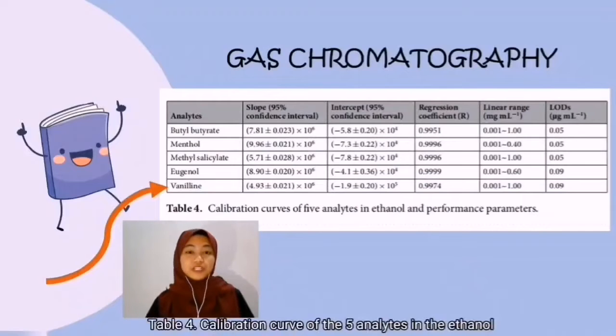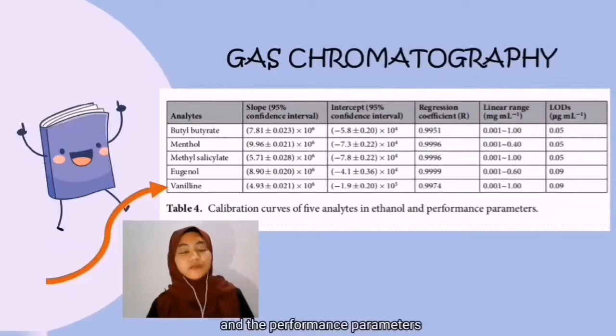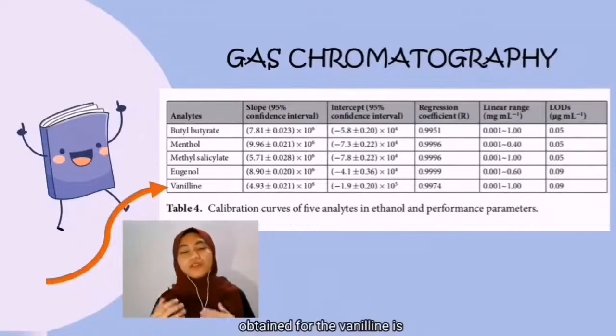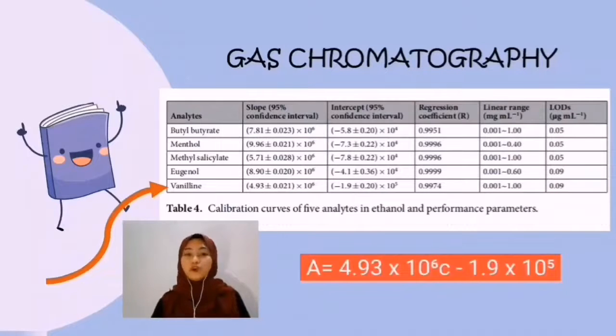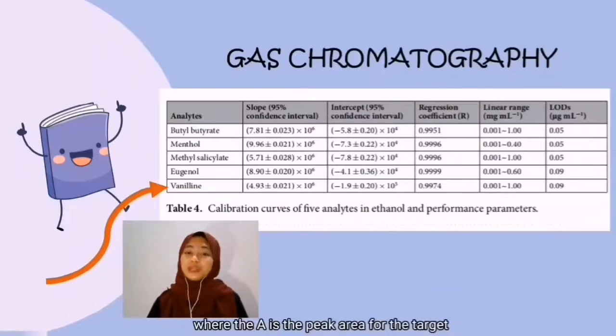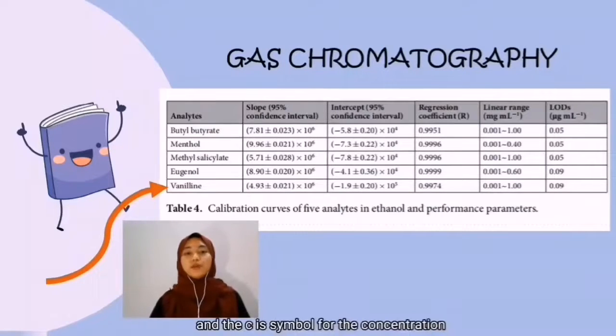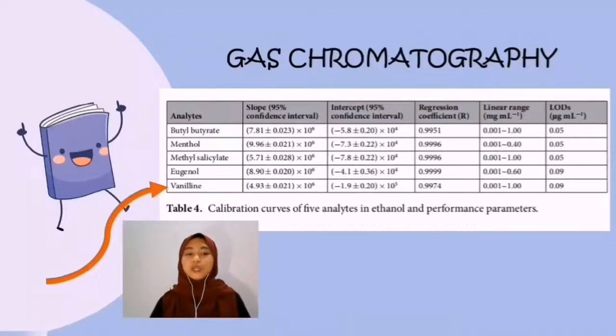Table 4. Calibration curve of the 5 analytes in ethanol and the performance parameters. Before that, the regression equation obtained for the vanillin is A equals 4.93 times 10 to the 6 C minus 1.9 times 10 to the 5, where A is the peak area for the target and C is the symbol for the concentration. Okay, back to the table.